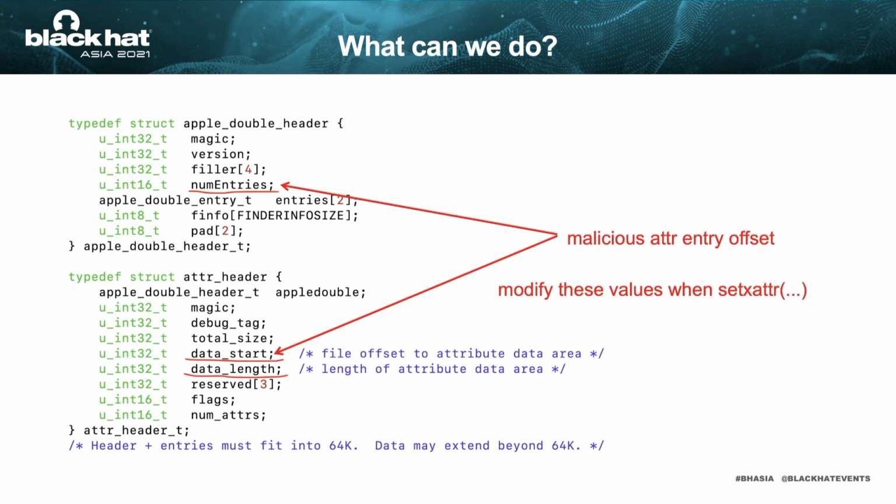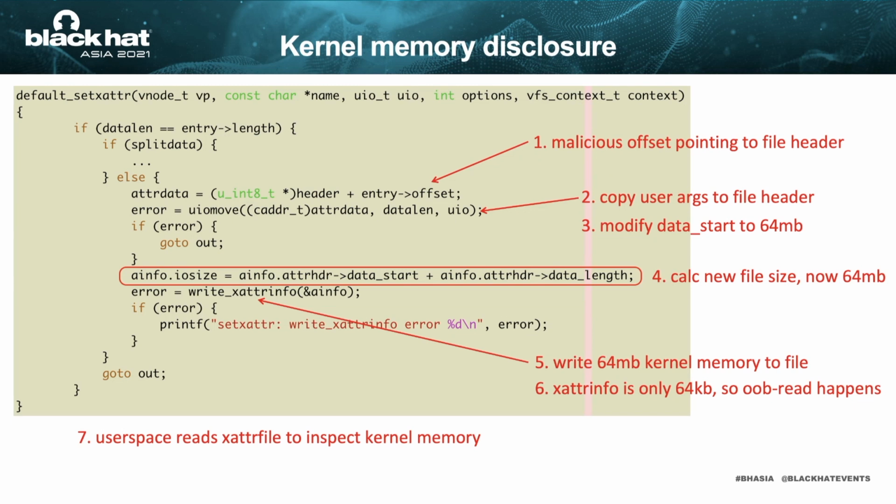Then I started to read the code, searching all the code related to these two headers to see if there are any useful side effects. Of course, I was lucky enough, I found something very useful. First, I found this piece of code. When a setxattr operation is completed, the corresponding changes will be saved to the xattr file. The save operation is completed by write xattr info.